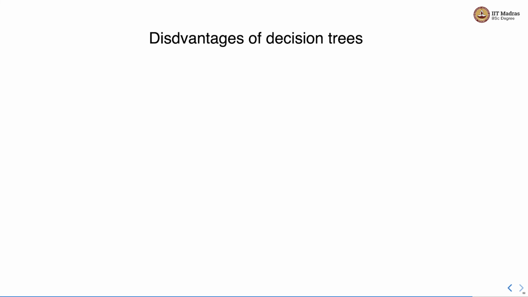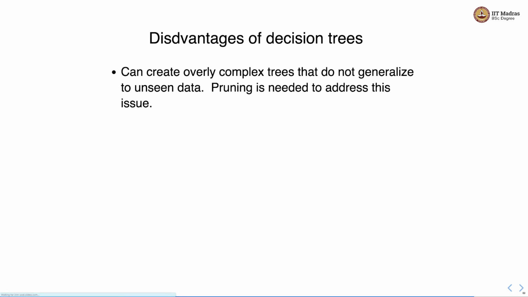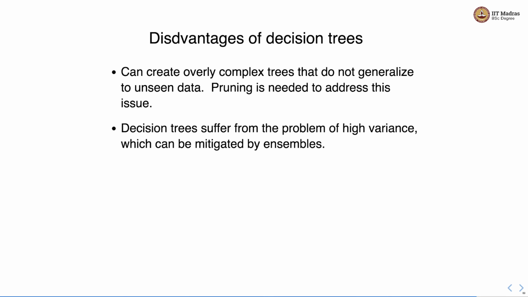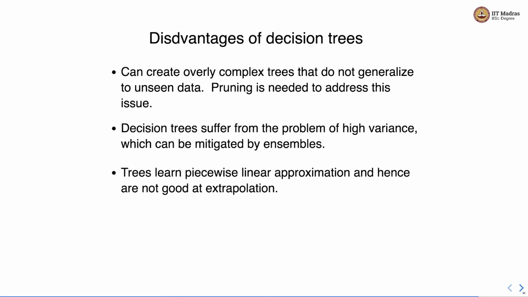Let's look at some of the disadvantages of decision trees. Decision trees can sometimes create overly complex trees that do not generalize to unseen data. Pruning is needed to address this issue. Decision trees suffer from the problem of high variance, which can be mitigated by ensembles. Trees learn piecewise linear approximation and hence are not good at extrapolation.